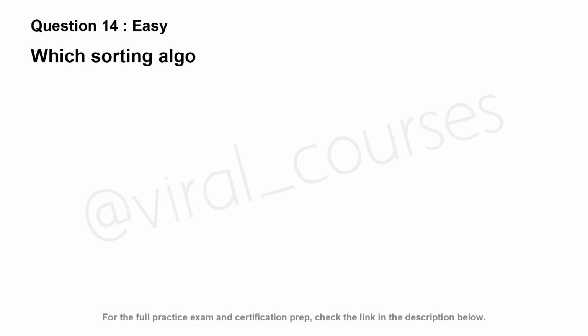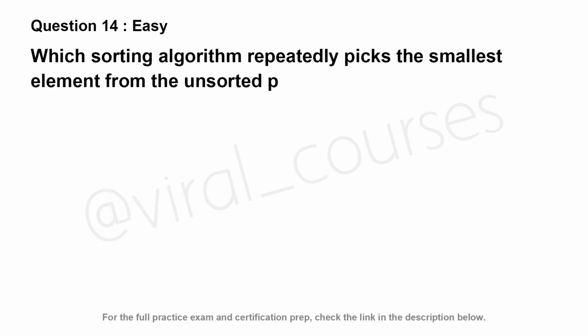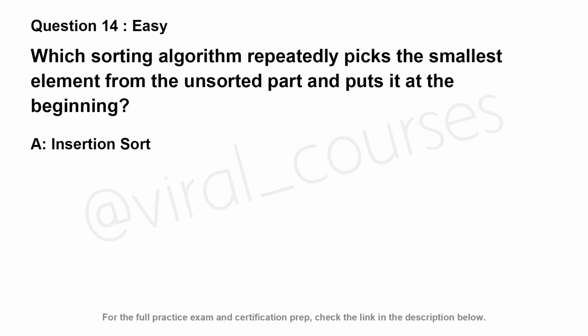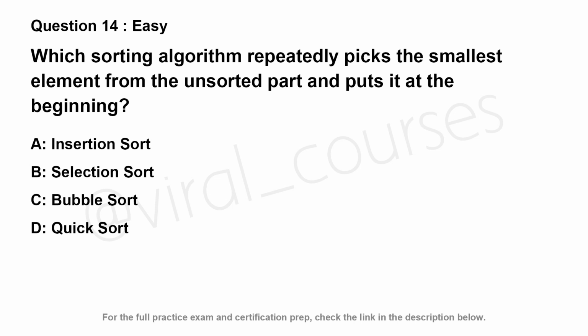Which sorting algorithm repeatedly picks the smallest element from the unsorted part and puts it at the beginning? Option A, insertion sort. Option B, selection sort. Option C, bubble sort. Option D, quick sort.